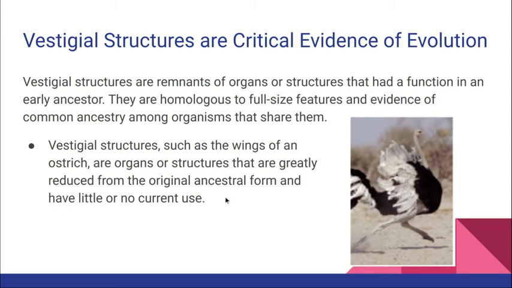Vestigial structures, such as what you see over here with the wings of an ostrich or of a chicken, are organs or structures that are greatly reduced from the original ancestral form and have little or no current use. So they don't have any use for the organism, but the organism still expresses them because they were important or useful to a common ancestor.